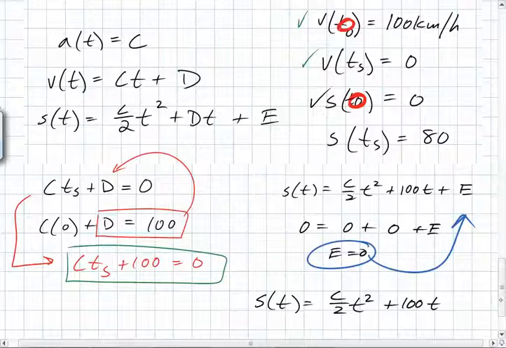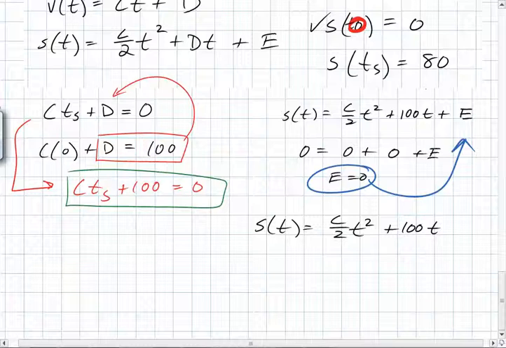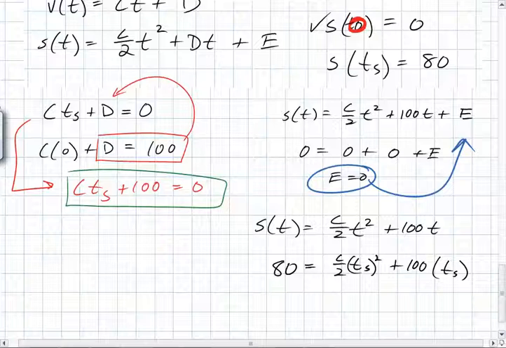So we've used this, but what is s of t_s? This is the last thing. We haven't used that right there. When you plug t_s into the position function, what should you get out? 80. So 80 is equal to what? c over 2 times t_s squared plus 100 times what? t_s.